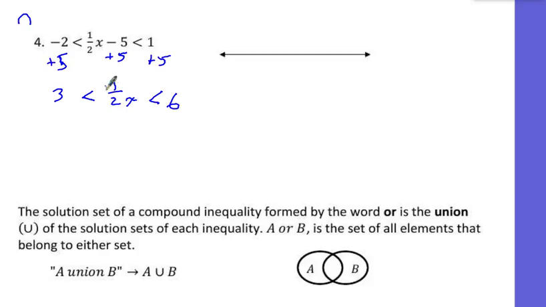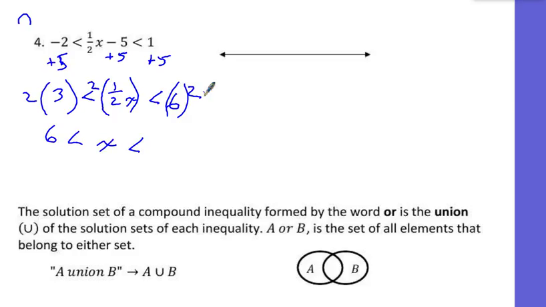1/2 times x, so we're going to multiply all three sides by the reciprocal of 1/2, which is 2 over 1. 2 times 3 is 6. 2 times 1/2 is 1x. 2 times 6 is 12. Our lower bound is going to be 6 because x is greater than that.